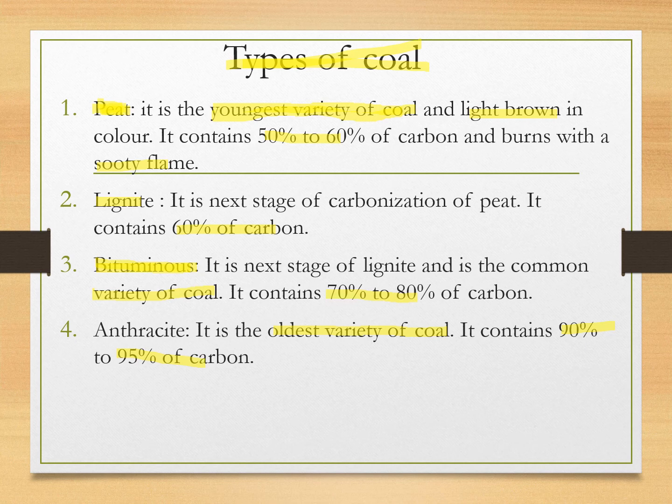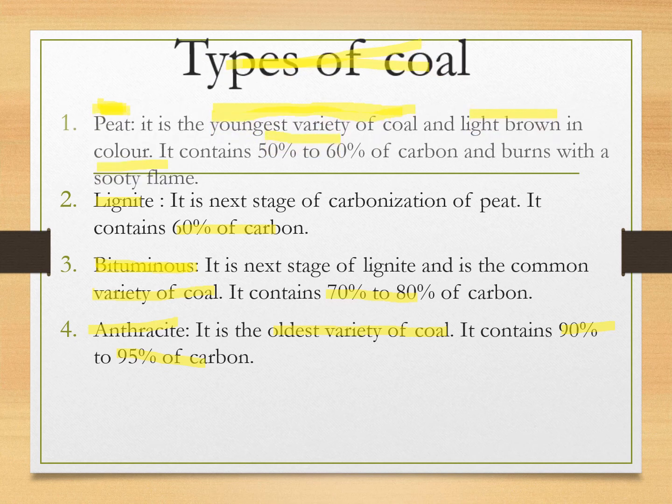Peat, lignite, bituminous, and anthracite. You have to remember them in sequence. Okay, peat, lignite, bituminous, and anthracite are the four types of coal.